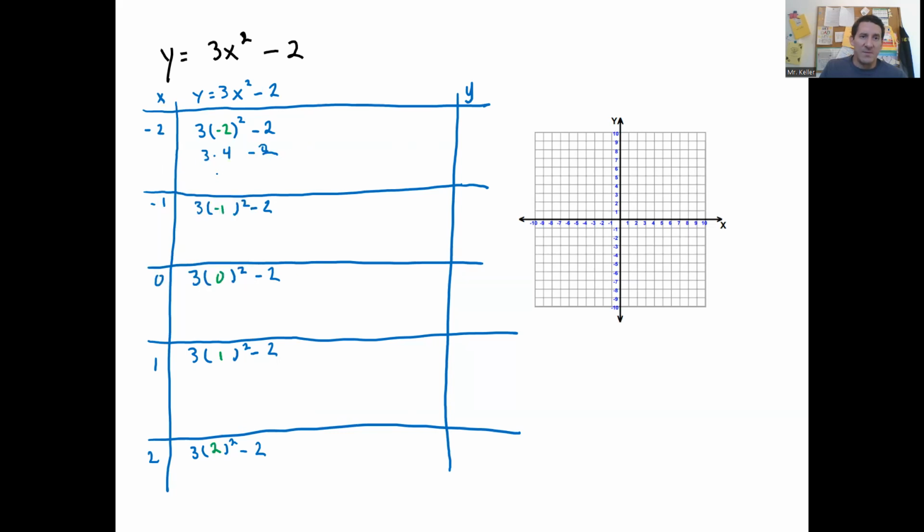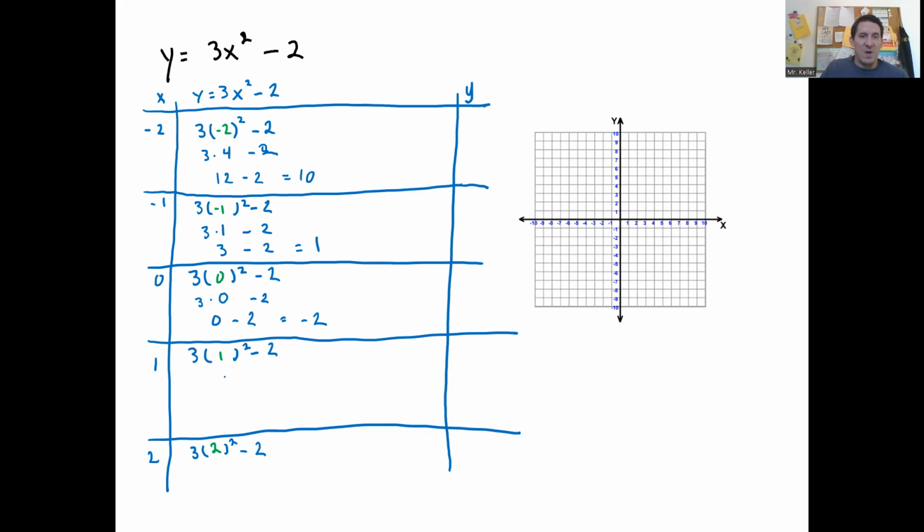So 3 times 4 is 12, minus 2 is 10. Here, -1 squared is 1, so it's going to be 3 times 1 minus 2. 3 times 1 is 3, minus 2 is 1. 0 squared is 0, so you get 3 times 0 is 0, minus 2 is -2. And then if we're following the pattern, these are going to end up like those up there.